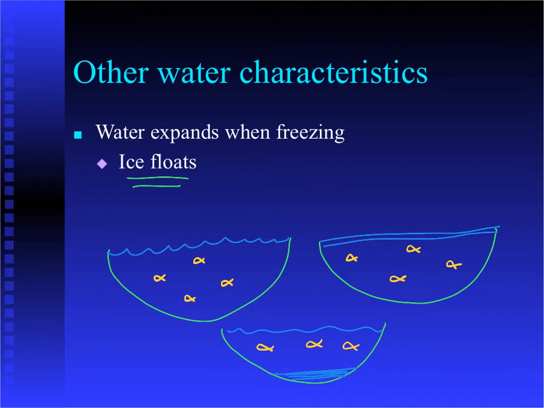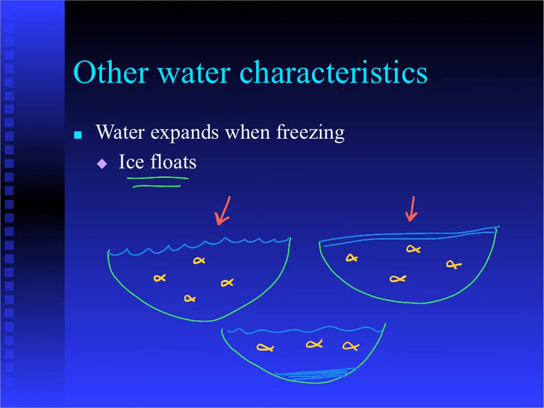Here we have a lake and the fish are swimming in liquid water and it's great. They can breathe, they can move, everything as well. In Minnesota in the winter, the ice freezes. And since ice floats, the ice is on the top of the lake and the fish can still swim around in liquid water.